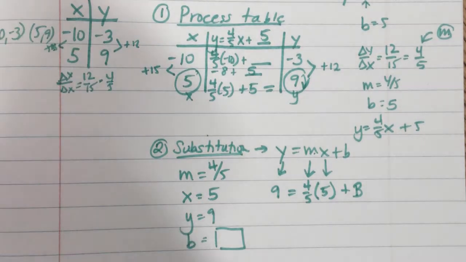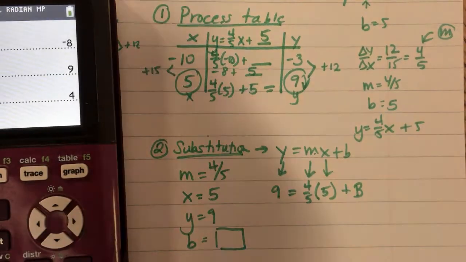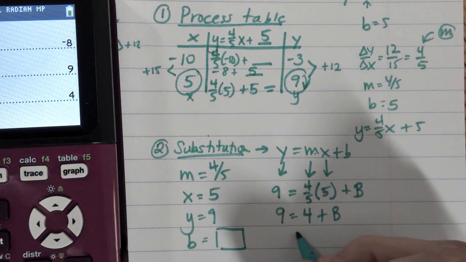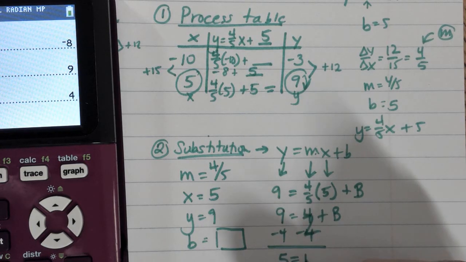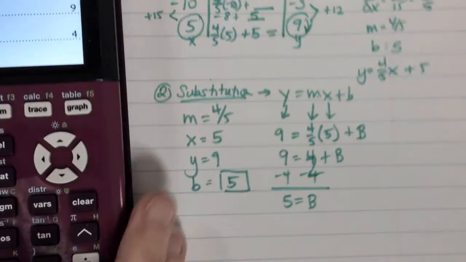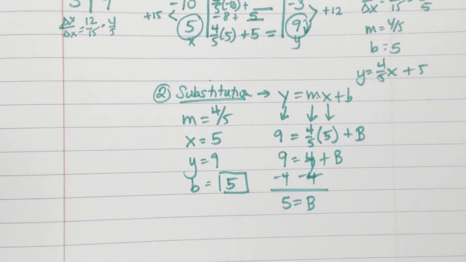So I'm going to look at my calculator. Again, alpha y equals gets me fractions. 4/5 of 5 is 4. 9 equals 4 plus b. Well, I subtract 4 from both sides to solve this equation. 9 minus 4 is 5 for b. And I got the same answer both times. I got 5 for b both times. So this is how we can find y-intercept when we just have 2 points or we have some points in a table. And again, you only need to use 2 of the points to find that y-intercept.